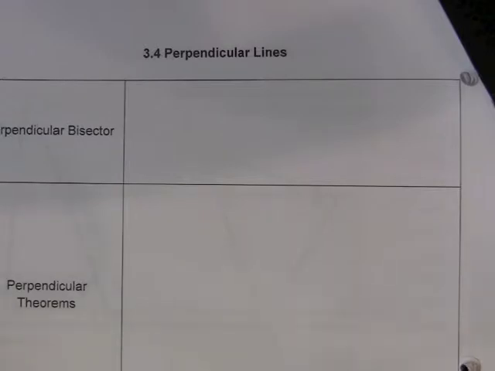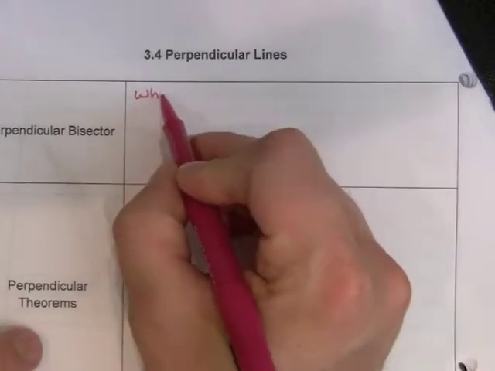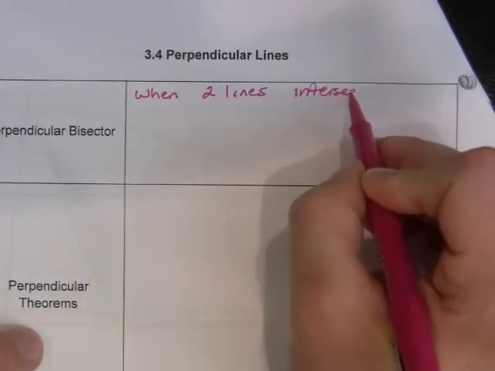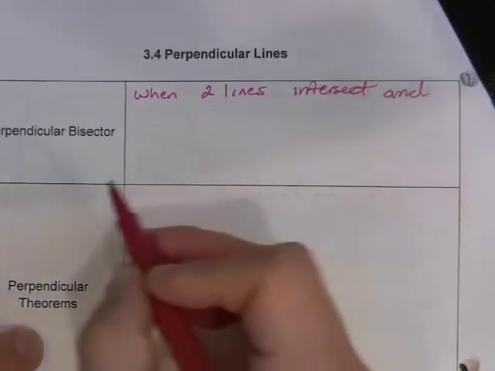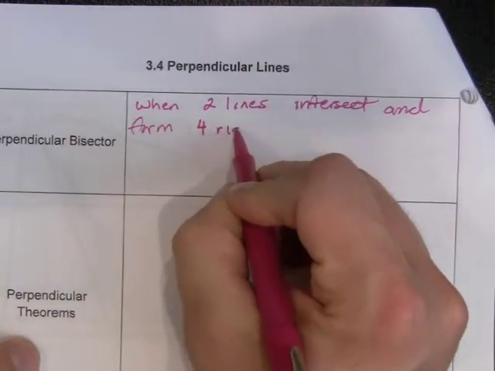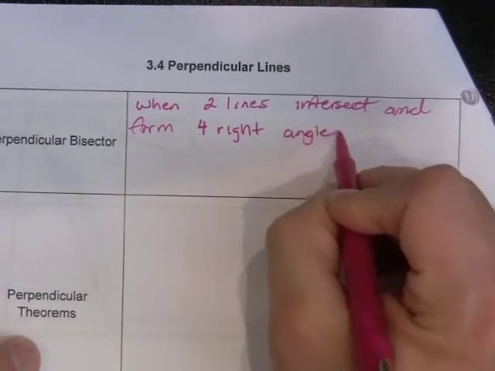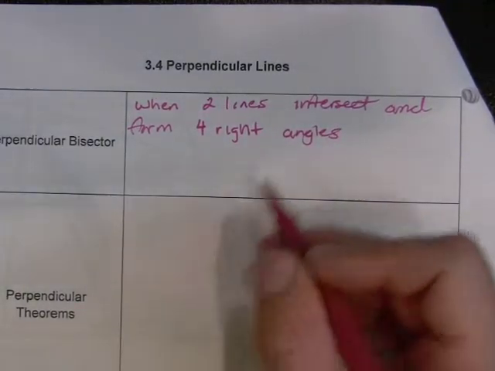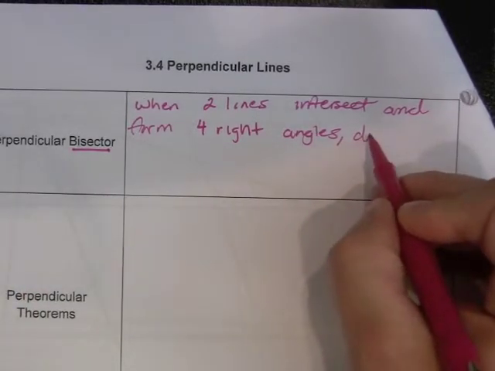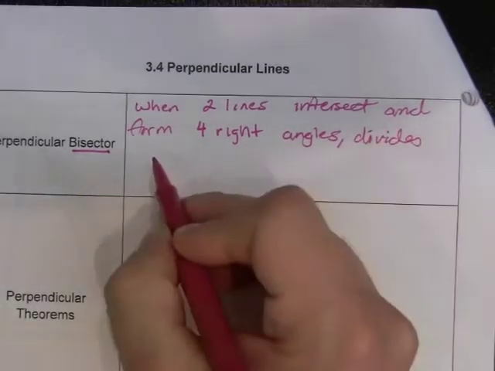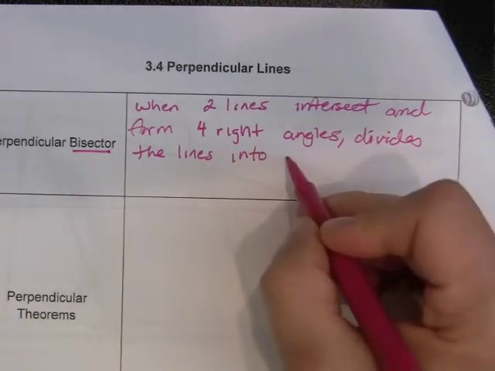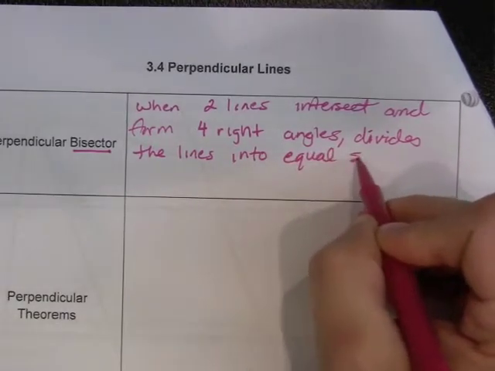So perpendicular bisector is when two lines intersect and form four right angles. In addition to that, since they're a bisector, it means it divides the lines into equal parts, equal segments.